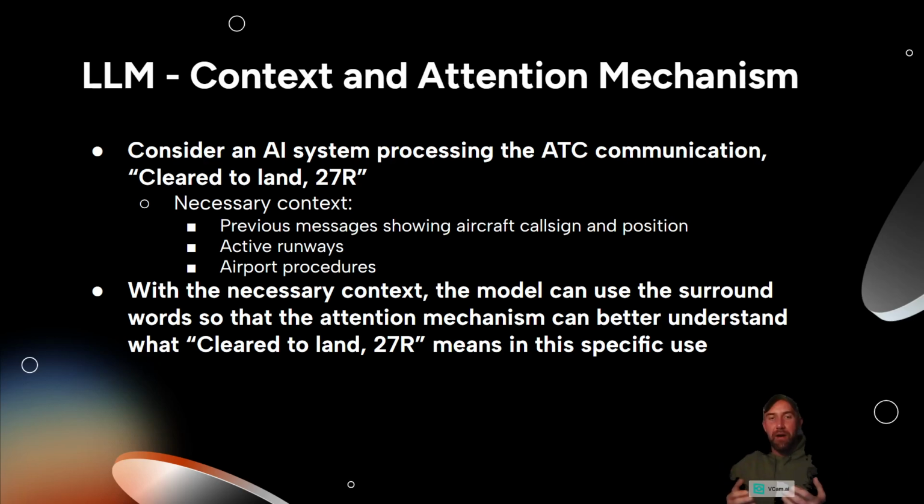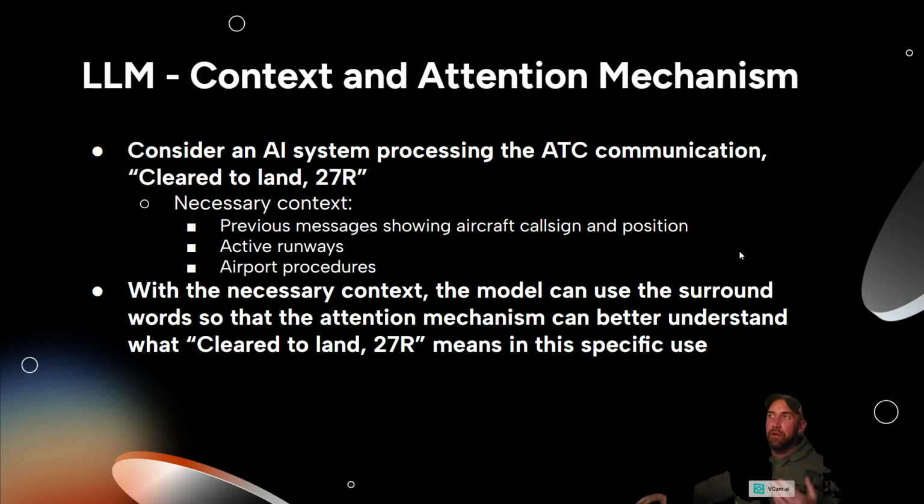Large language models now are so well trained, they'll probably infer that even if you didn't have other context. But for this example, to make it really make sense, if you had a lesser trained model, it would need the surrounding context for the attention mechanism to make sense of cleared to land 27R.